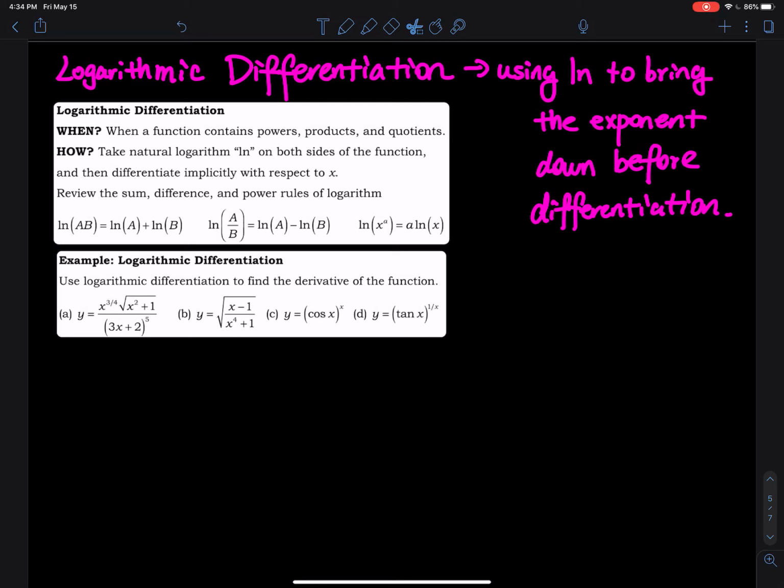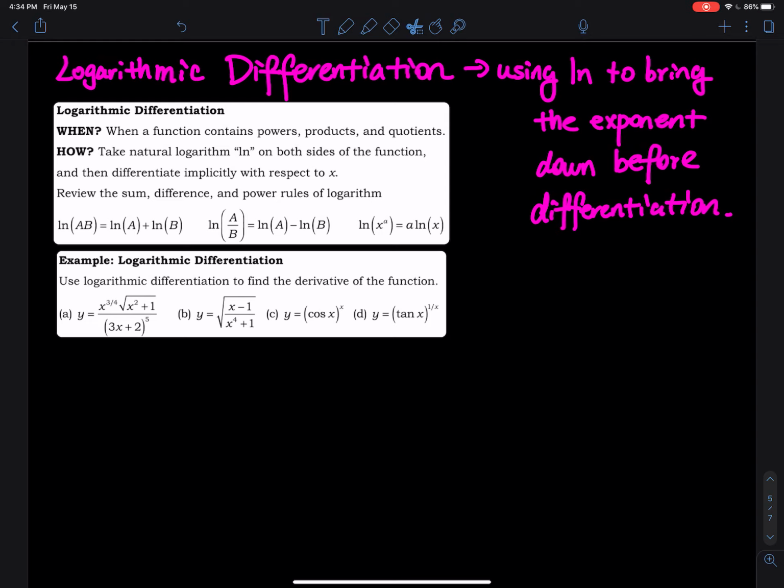Logarithmic differentiation is one of my favorite topics in differential calculus. So the point is we are trying to take natural log on both sides to bring the exponent down before we differentiate the function. So when do we use logarithmic differentiation? Take a look at the example.